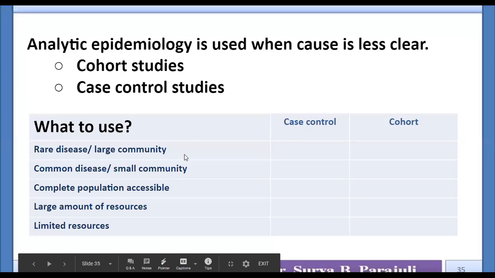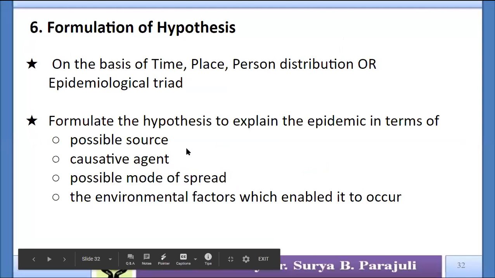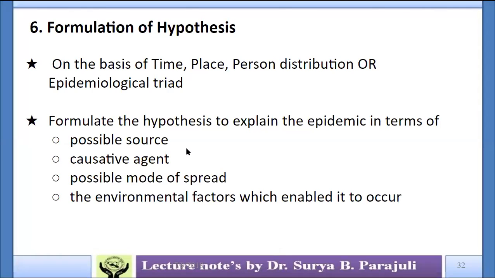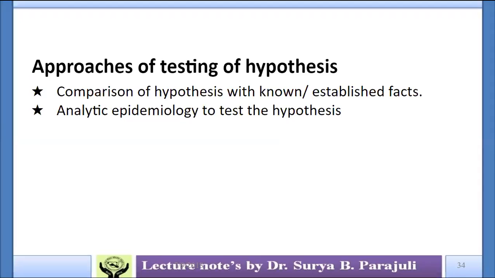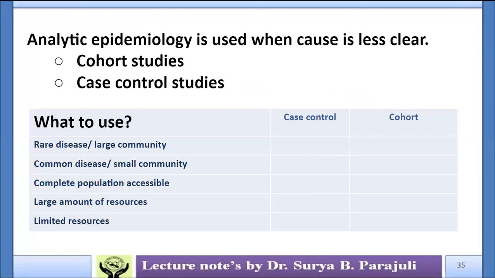For this, after formulation of hypothesis, we have basic data. So for that we try to assume possible source, possible causative agent, possible mode of spread, and possible environmental factors. Then we need to test the hypothesis. For that we have different statistical tools called tests of significance.